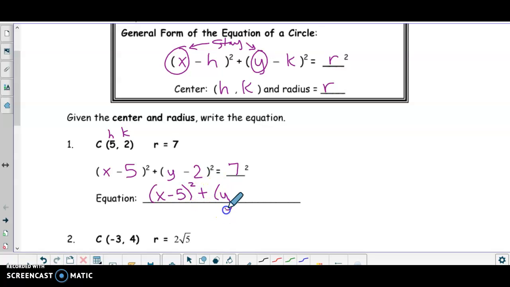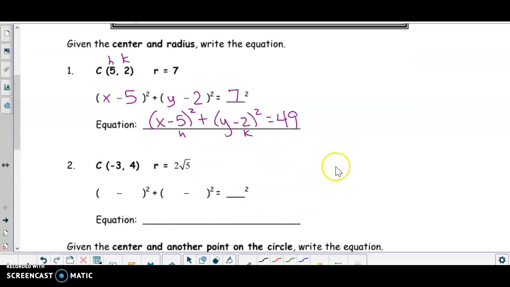Make sure you have your parentheses in the appropriate spot. Equals 49. So if we were to deconstruct this and go backwards, we could pull out our (h, k). We could take the square root of 49 to get our radius of 7.